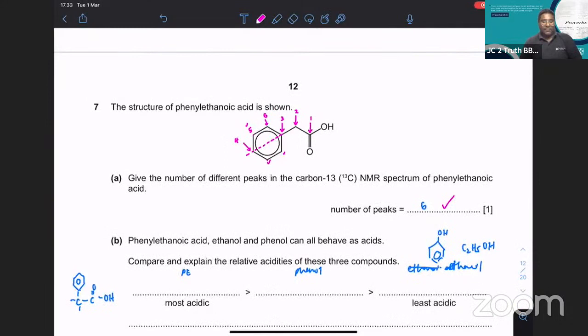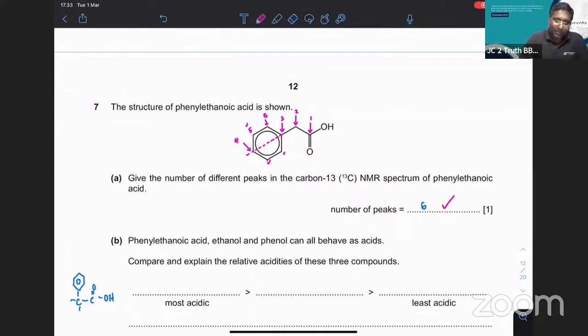And then they say phenylethanoic acid. This is the one in the diagram. Ethanol and phenol can all behave as acid. So now we compare and explain the relative acidity of these 3 compounds. You should know the one that is going to be most acidic. Normally in your syllabus, we learn carboxylic acid. So this phenylethanoic acid is going to be similar to carboxylic acid, so they are going to be a stronger acid.